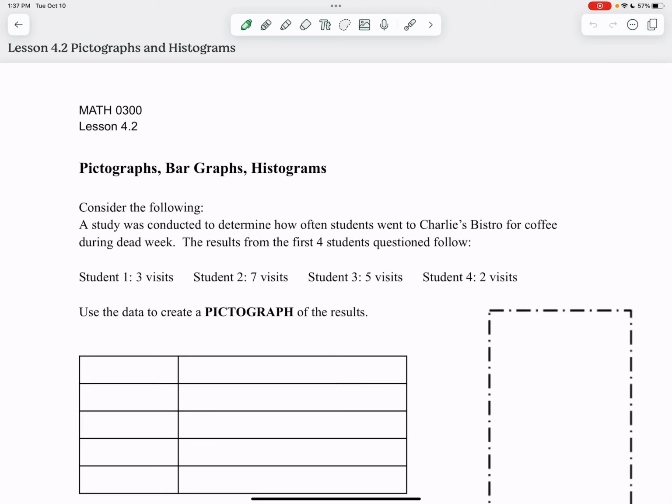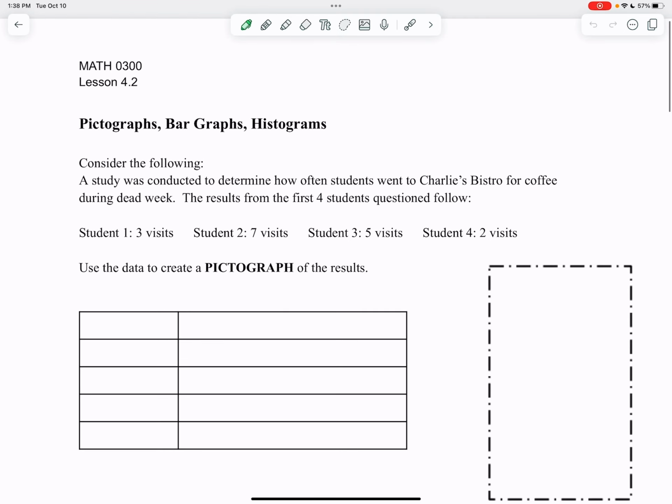Hi there. We have been looking at different types of data, how it gets collected, whether it's qualitative or quantitative, discrete or continuous. Now we are going to take a look at how that data gets presented. This has been split up into a couple of different lessons because there's so many different ways to present data. This one, we are just going to take a look at pictographs, bar graphs, and histograms because they are all very, very closely related. The best way to do these is through an example.